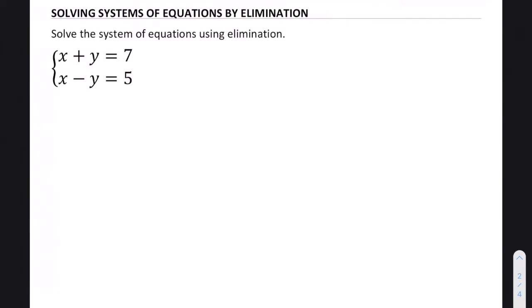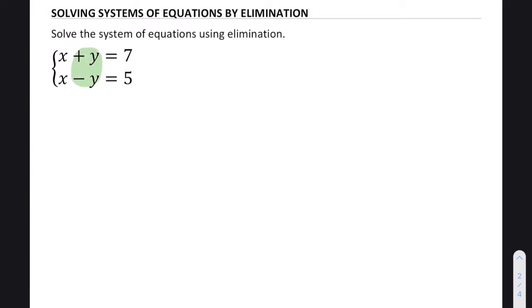All right, the first example is a fairly straightforward example, and the key thing to look for when we're solving by elimination is opposites. So what we want to look for is either opposite x terms or opposite y terms. If you look at this set of equations here, you'll notice that we have x's in both equations and y's in both equations. The x's are both positive, and then for the y's, one is positive, one is negative. So there we have our opposites.